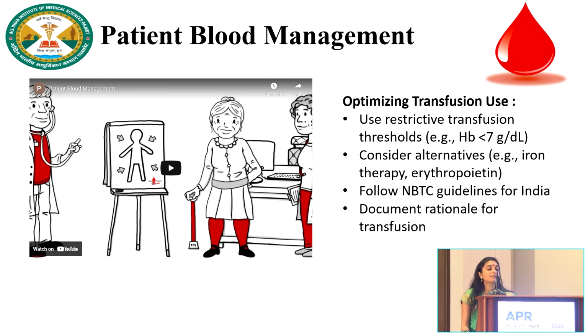So, as I started my presentation from patient blood management, I would also finish it with patient blood management. What is basically patient blood management? It is to optimize transfusion use. And how can we do that? Use restrictive transfusion thresholds rather than liberal. So, the hemoglobin cutoff should be less than 7 grams per deciliter. Consider alternatives like iron therapy or erythropoietin whenever possible. Always follow the national transfusion guidelines and document rationally why this transfusion is important to our patient.